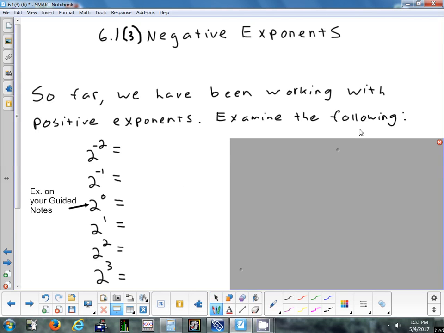In order to figure out how negative exponents work, I want to look at a pattern. You don't have to worry about writing this. Mr. Hager's just showing you the pattern right now. They're going to write it in when we go over the rule.